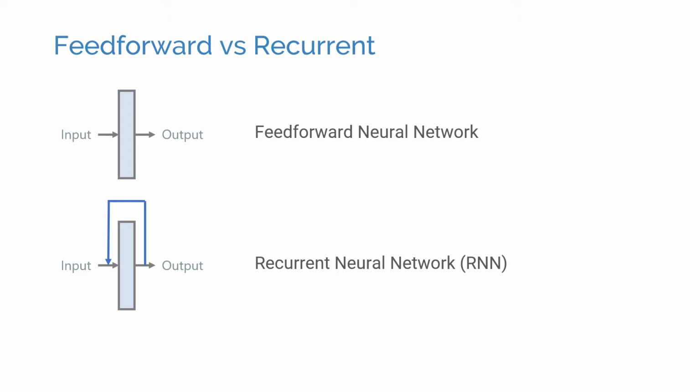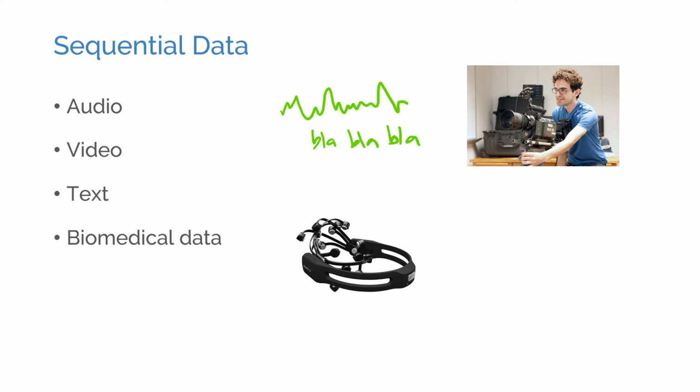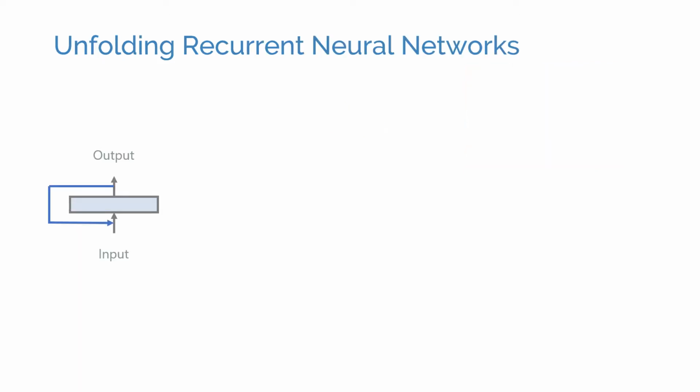These types of models are particularly useful for processing sequential data. Sequential data can be any type of data that can be represented as a series of data points. Audio, video, text, biomedical data such as EEG signals or DNA sequence data, financial data such as stock prices, etc. Recurrent models feed the outputs of units as inputs in the next time step. That's where the name recurrent comes from.